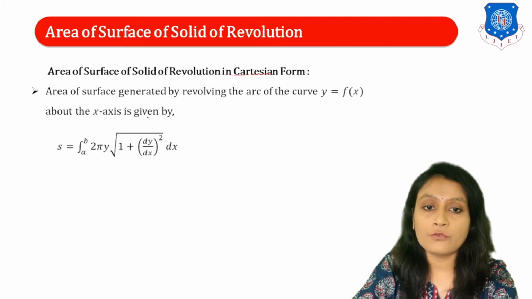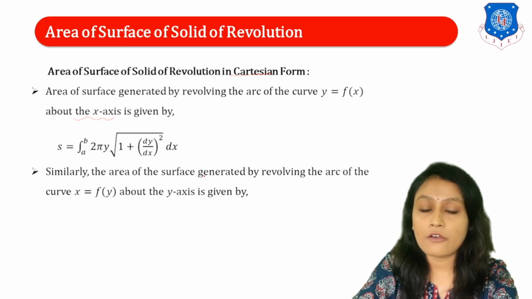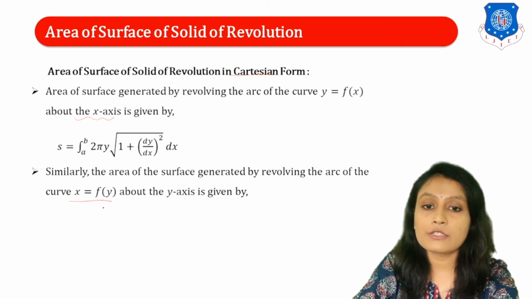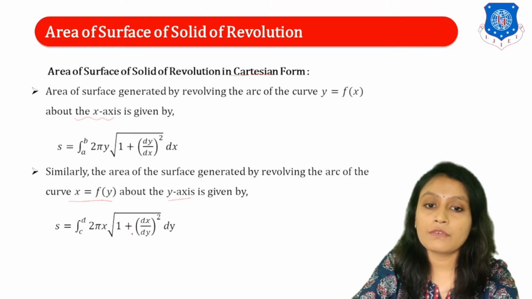So whenever we have to find the area of a solid, in Cartesian form, we will use this formula, and here we are revolving around the x-axis. Now similarly, we can find the area of the surface generated by revolving the arc x equals f of y, and we are revolving around the y-axis, so it is given by the formula S equals integration c to d 2 pi x under root 1 plus (dx by dy) whole square dy.